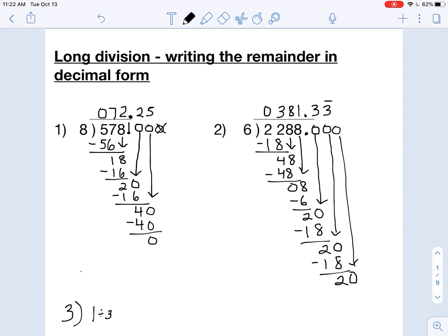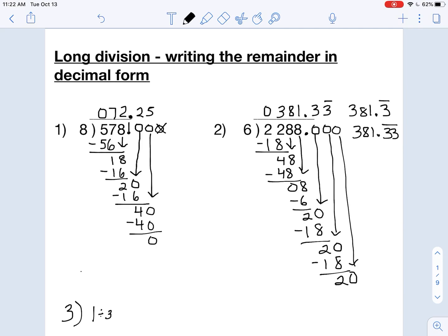So this 3 is going to repeat over and over forever. And to show that, we're going to use a bar over the 3. So we can write it two ways. I can write it as 381.33 with a bar over the last 3. We can write it with 1 3 that repeats, or we can write it with more than 1 3 that repeats and put a bar over both of those 3s. All of those are acceptable.